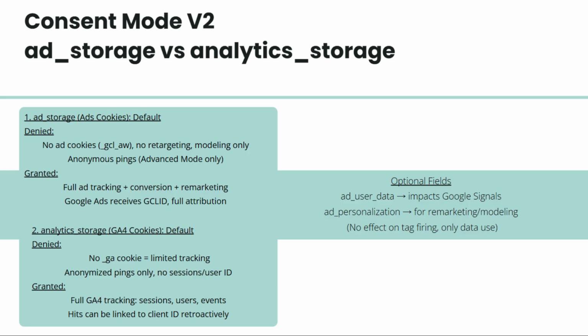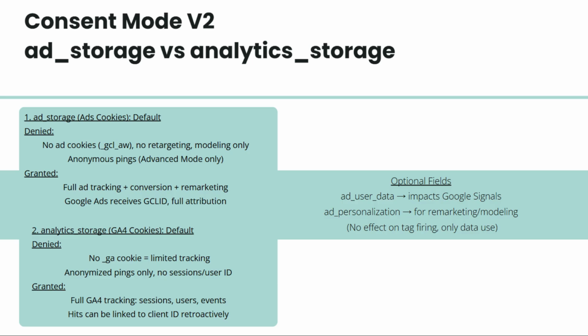Default behavior. Typically, you will set ad_storage to denied by default for users until they consent. This means when the page first loads and the user hasn't made a choice yet, or if they ultimately refuse, Google's advertising tags are informed that they cannot use cookies or other local storage. In practice, if ad_storage is denied, no new advertising cookies will be written.